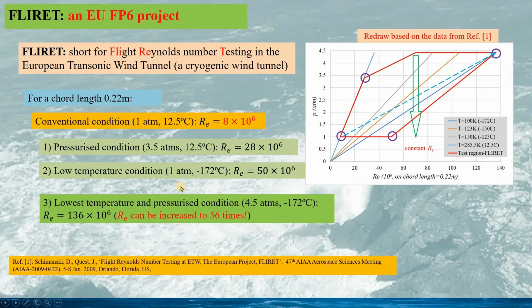If we combine both high pressure and low temperature in the cryogenic wind tunnel, this is the cryogenic wind tunnel used for. The pressure is 4.5 atmospheric pressure. The temperature is minus 172 degrees Celsius. The Reynolds number can be increased to 136 million. This is 56 times when compared to the conventional test condition. And this Reynolds number is in the range of the Reynolds number for the full airplane. For a given Reynolds number, we can choose different combinations of the pressure and the temperature for achieving the Reynolds number.